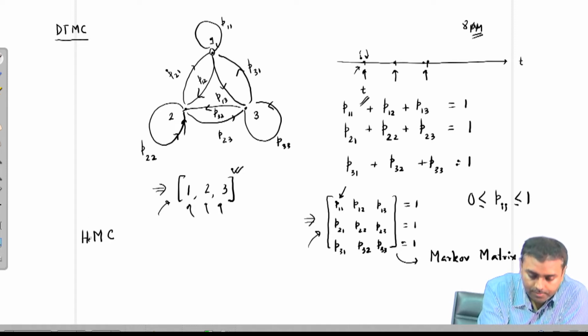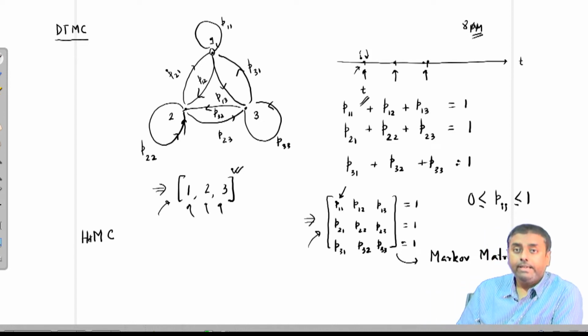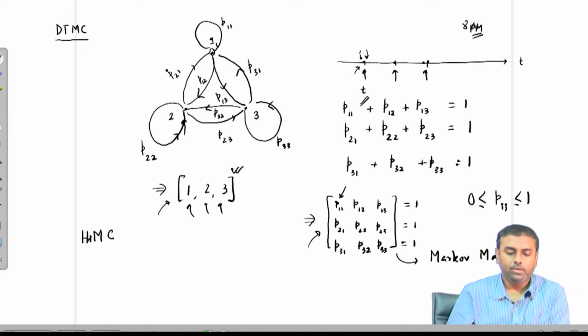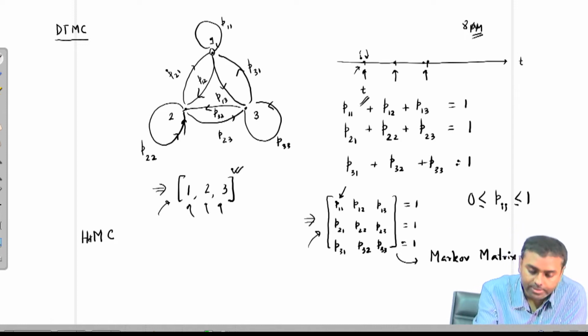Of course, I should say heterogeneous Markov chain. If the transition probability, which will be more of our interest, does not change over time, that is, the system description does not really change over time, the kind of system we will be taking, then that associated Markov process is called a homogeneous Markov process, or associated homogeneous Markov chain.